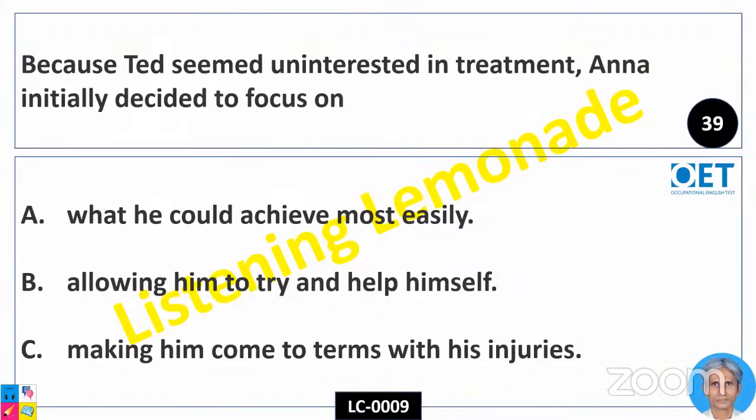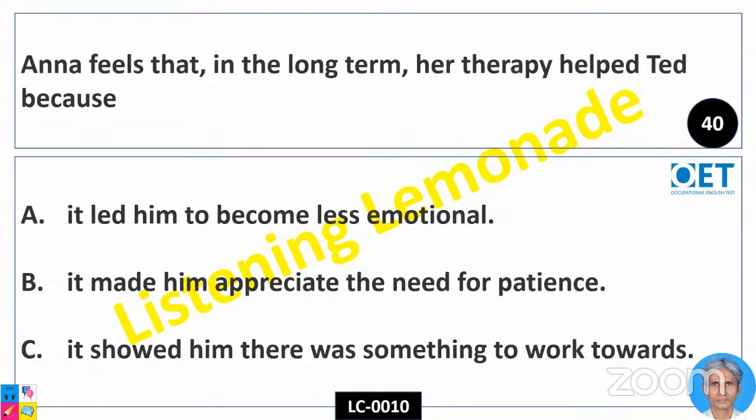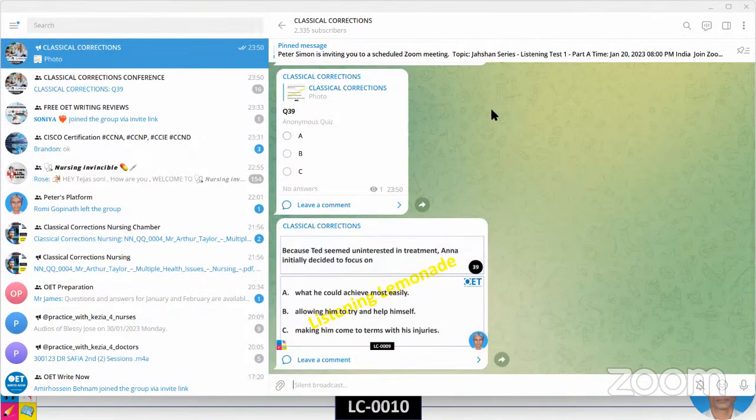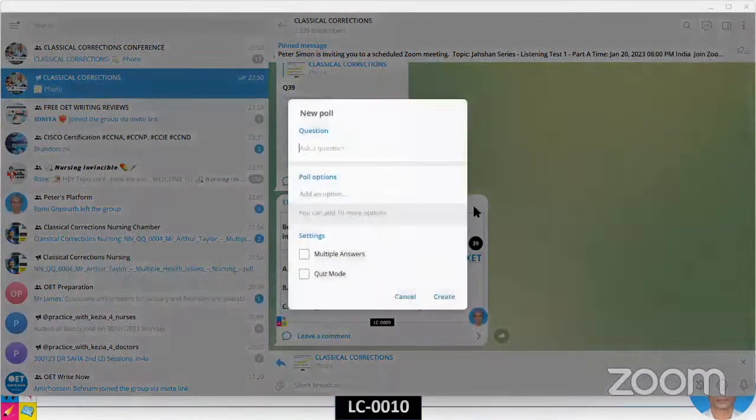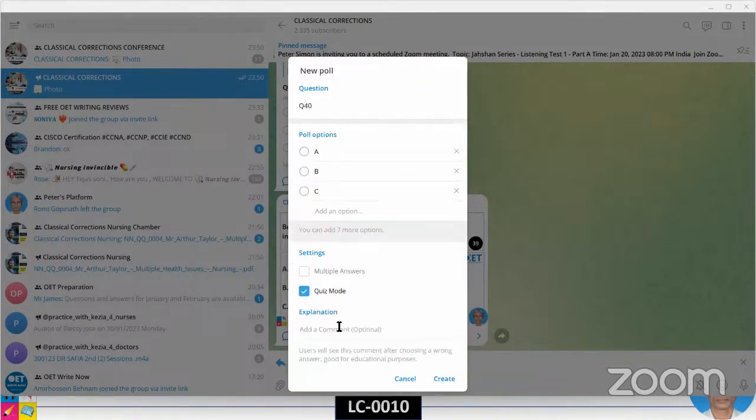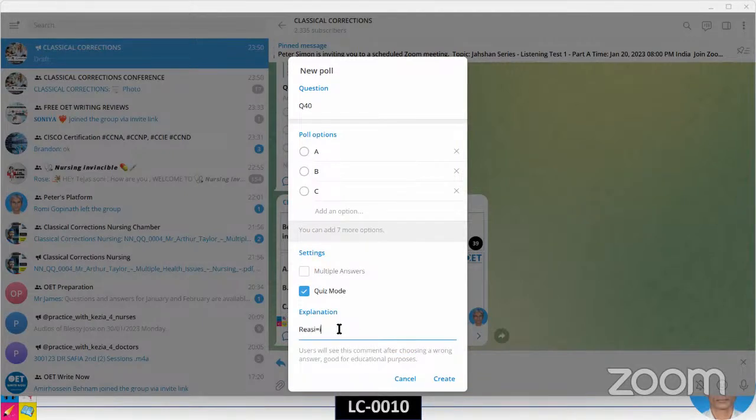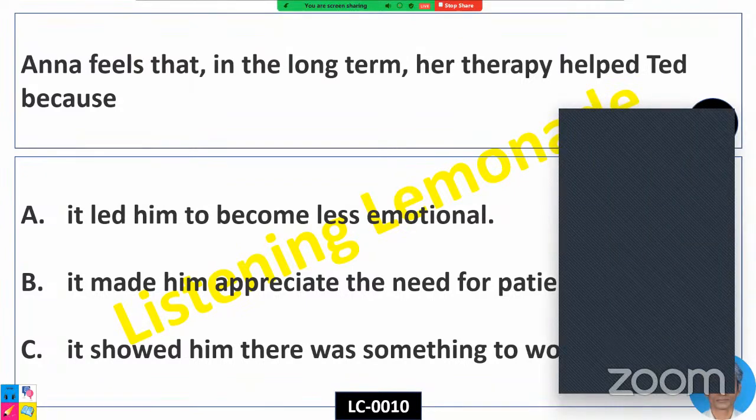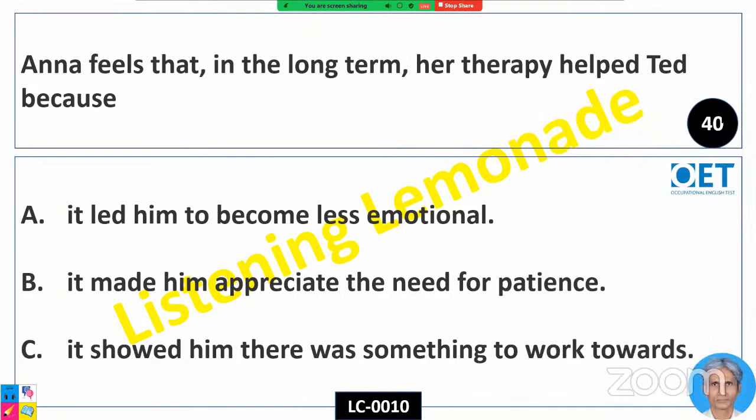Next, 40. Question 40. A, B, C. Question number 40. Yes, 7, 6, 5, 4, 3, 2, 1, and submit.